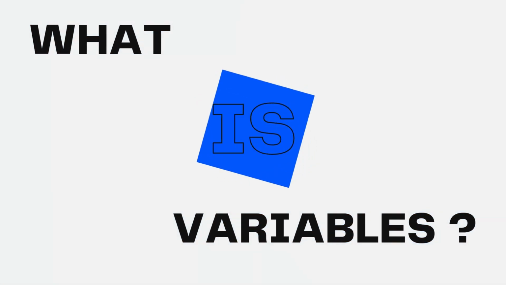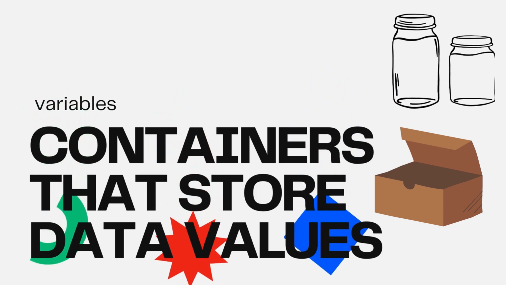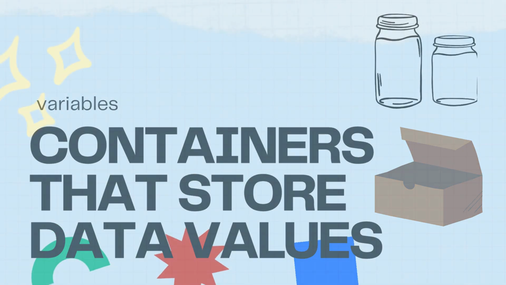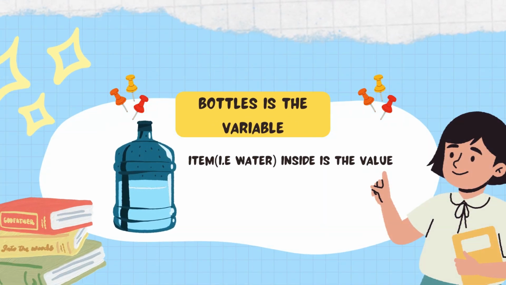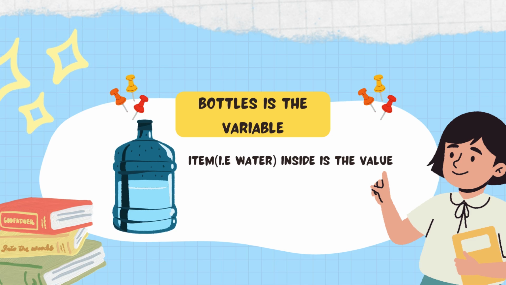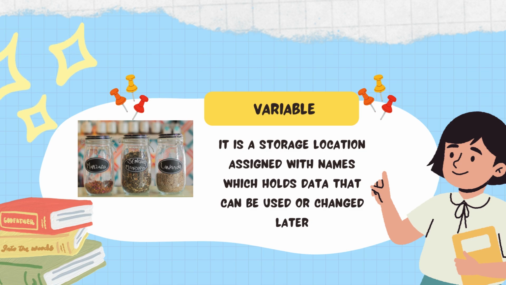Back to the topic. What are variables in coding? Well, variables are the containers that store data or values. Basically, a container may be a box or a bottle which has an item in it. Here, the bottle is a variable and the items inside the bottle are called the values. The bottle can be empty or filled with items, and if you want to change the items inside the bottle or container, we can do so, right? To identify the items inside the bottle or container, we label them. Like that, a variable is a storage location assigned with a name which holds data that can be used or changed later.